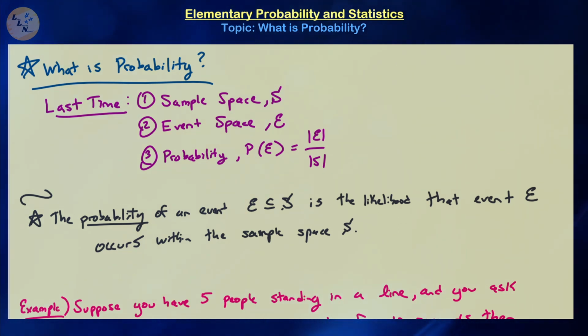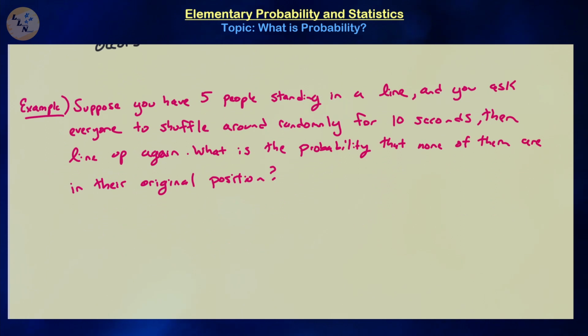So let us look at an example of how to calculate a particular probability for a particular event that we may be interested in. Suppose you have 5 people, and let's assume all of the people are different, and they're standing in a line, and you ask all of them to shuffle around randomly for 10 seconds. After the 10 seconds is up, you're going to ask them to line up again. What is the probability that none of them are in their original position? If you want to try this problem on your own, I definitely invite you to pause the video and try it. And if not, let's just see what we have going on here.